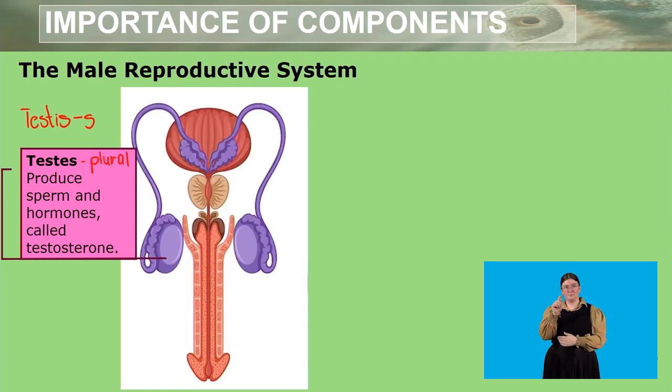Okay, so what do the testes do? They produce sperm and hormones, and the hormone that they produce is called testosterone. And we already know that the sperm cell that they produce will be used later to fuse with the egg cell.